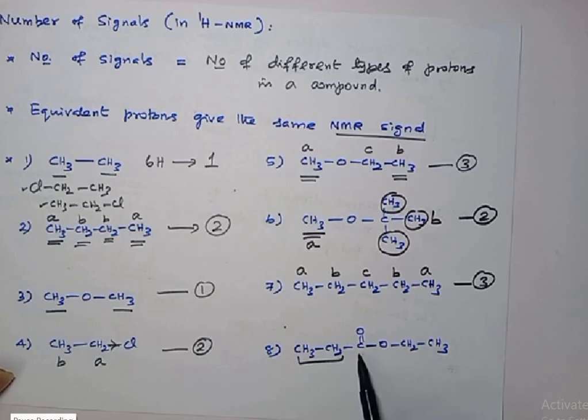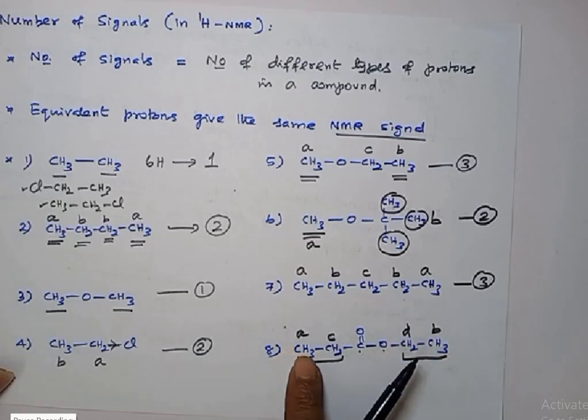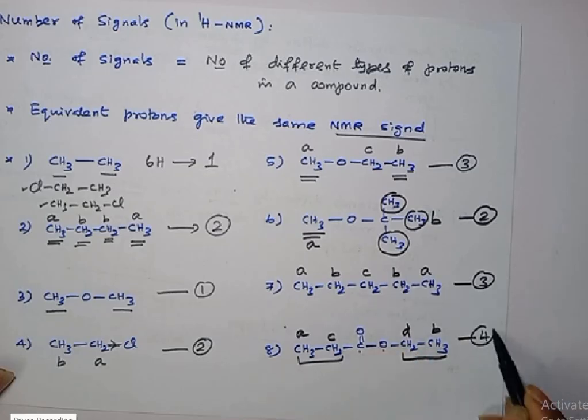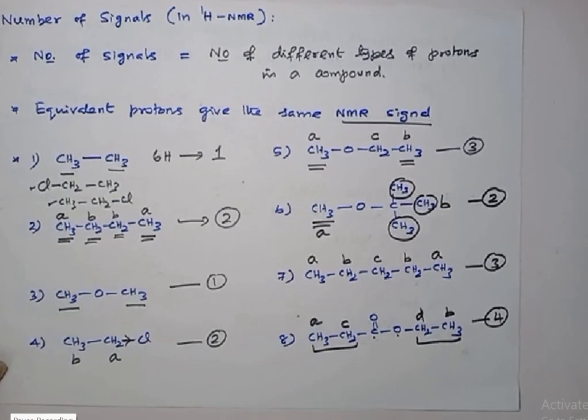This ethyl group is attached to carbonyl, whereas this ethyl group is attached to oxygen. Definitely, these 2 ethyl groups are not equivalent. Therefore, this methyl group, if it is A, and this methyl group is in a different environment, should be given as B. Right? Then this is C and this is D. So this CH3 proton and this CH2 proton are different. This CH3 and this CH2 protons are different. So, for this compound, we get 4 signals in the NMR spectrum.